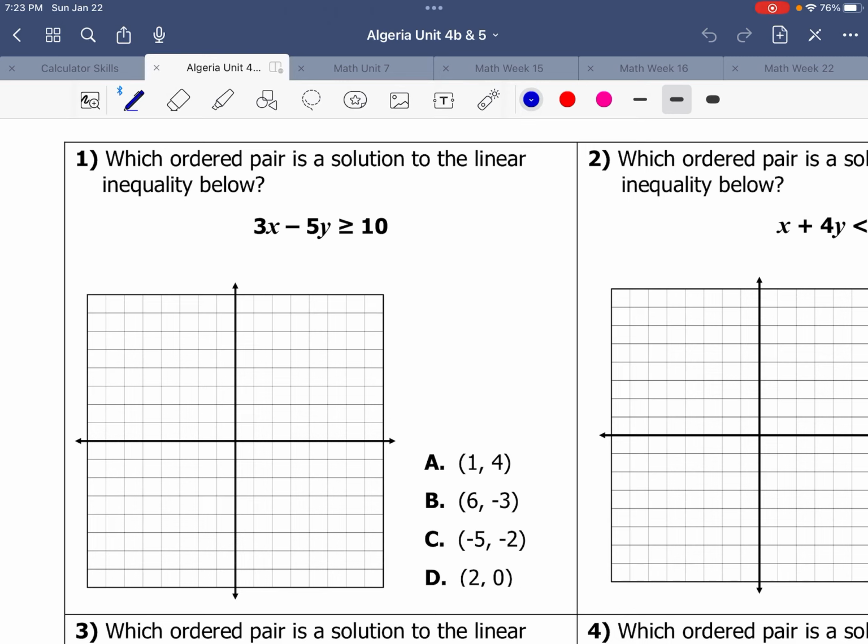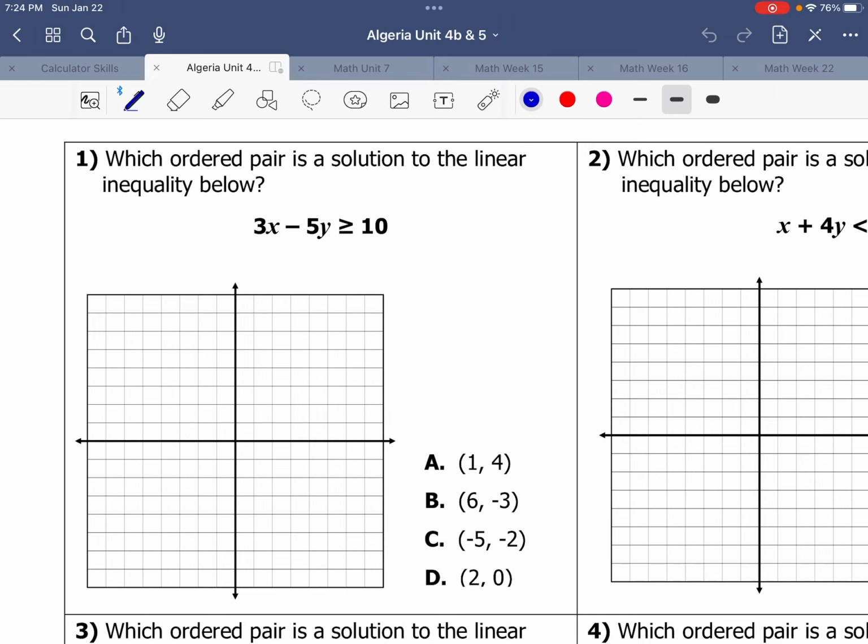They're showing you a graph, so that means they want you to graph it. You could also substitute each one of those values in for x and y and see which ones come up with a true statement. But I feel like that's more work than just solving it and graphing it. So here we go. We're going to solve this for y, and then we're going to graph it.